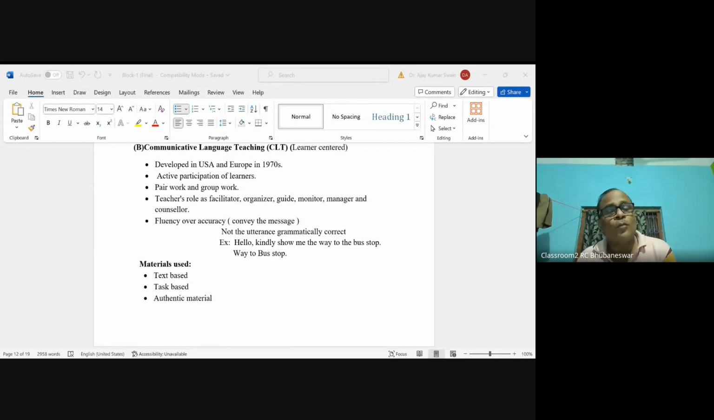Pair work and group work are very important in this approach. The teacher's role is as facilitator, organizer, guide, monitor, manager, and counselor. Fluency over accuracy is very important.